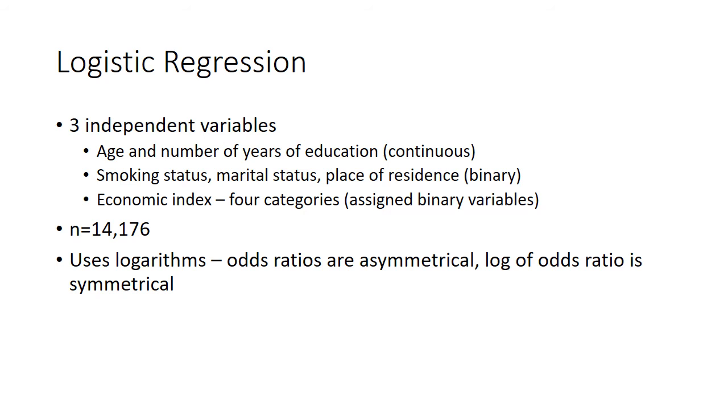They had roughly 14,000 women they were looking at. That was their N value. And then they were using logarithms. What you can find is with odds ratios, they tend to be asymmetrical, but by using the log of the odds ratio, that tends to make it more symmetrical. Again, not a super important point for us to take away, but that's the reason why they did that.